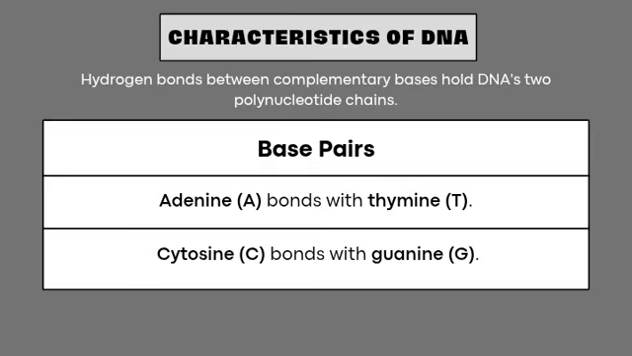Characteristics of DNA. Hydrogen bonds between complementary bases hold DNA's two polynucleotide chains together. Base pairs. Adenine, A, bonds with thymine, T. Cytosine, C, bonds with guanine, G.